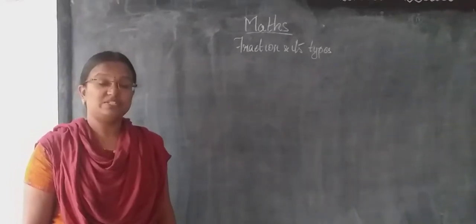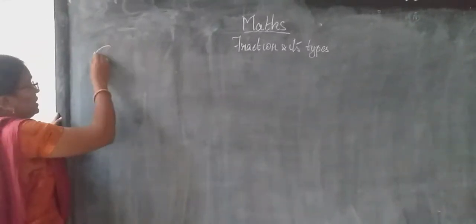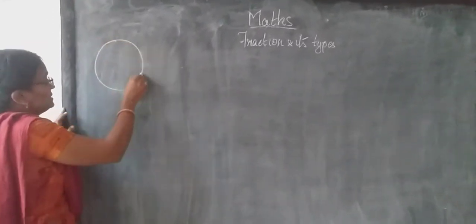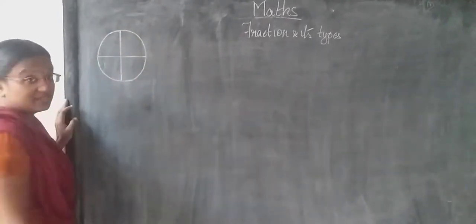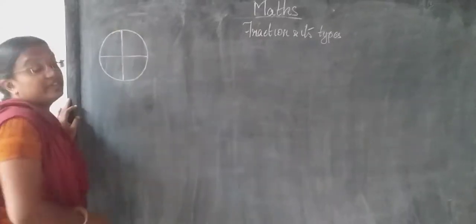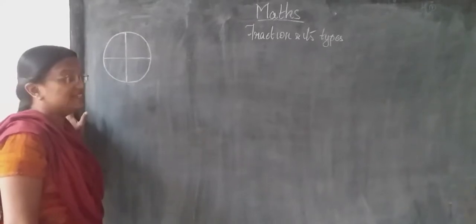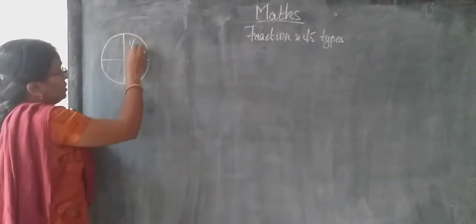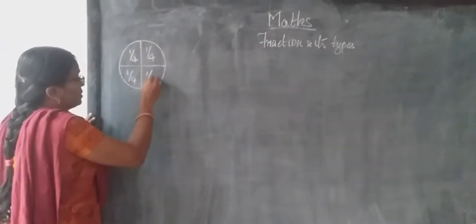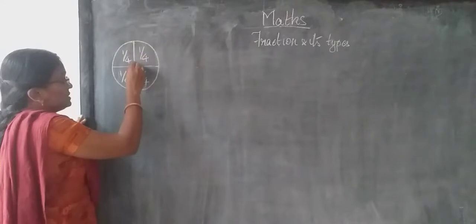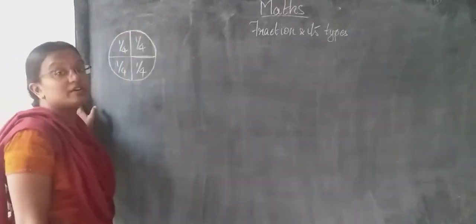First of all, let me explain what a fraction is. For that I will give you one example. Let us consider this as a cake. I hope you like cake, right? We are going to divide the cake into 4 parts, since in the family we have 4 members. So we are going to divide it into 4: 1 by 4, 1 by 4, 1 by 4. This particular part is known as a fraction.